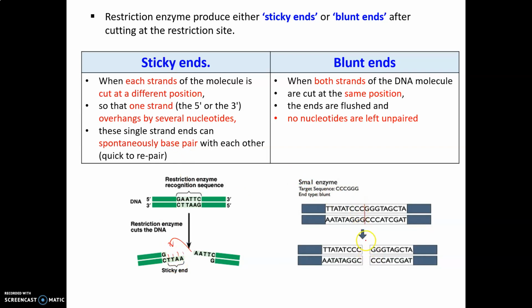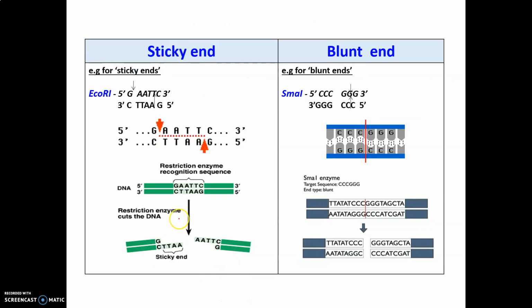Compared with blunt ends, the result from SmaI cutting CCCGGG will not rejoin, because no nucleotides are left unpaired. Okay, there is no overhang sequence. And in our syllabus, we will focus on the sticky ends of EcoR1. It will produce a staggered cut, a stepwise cut, producing an overhang sequence, where it almost instantaneously base pairs with each other again.